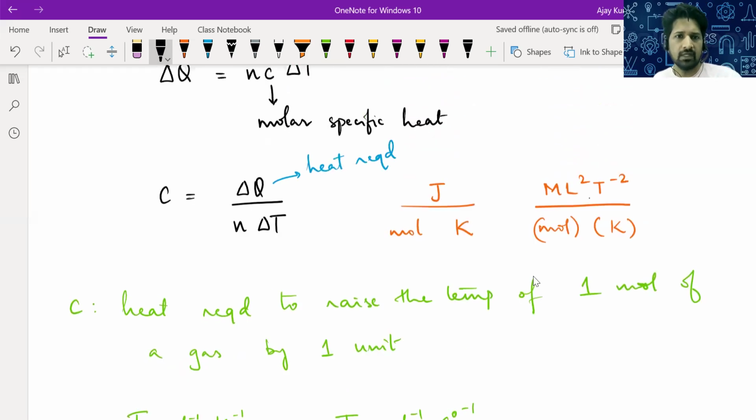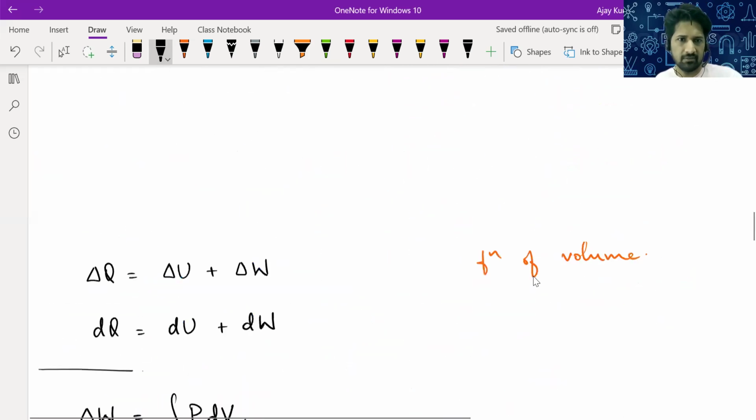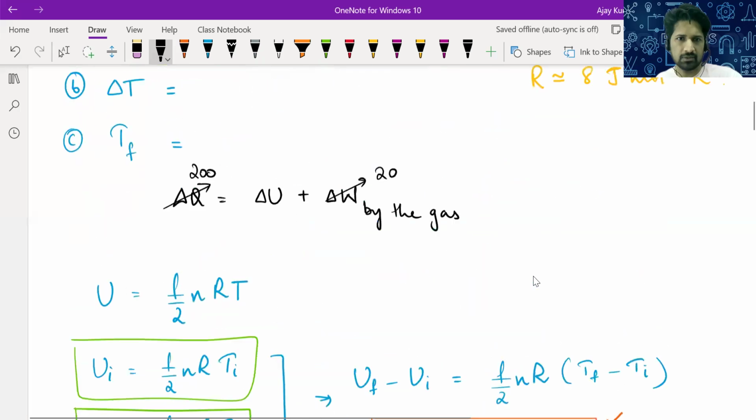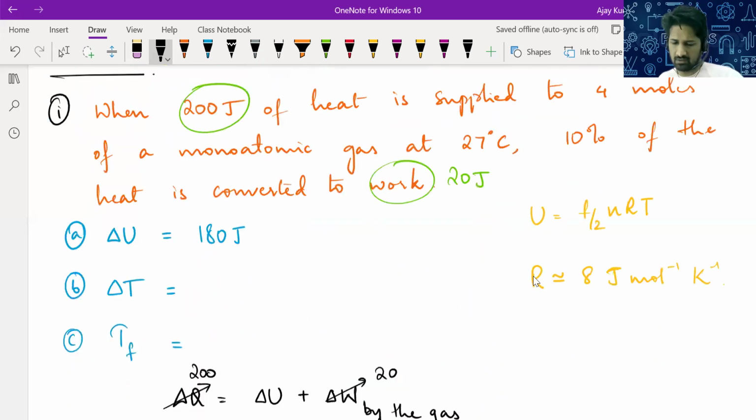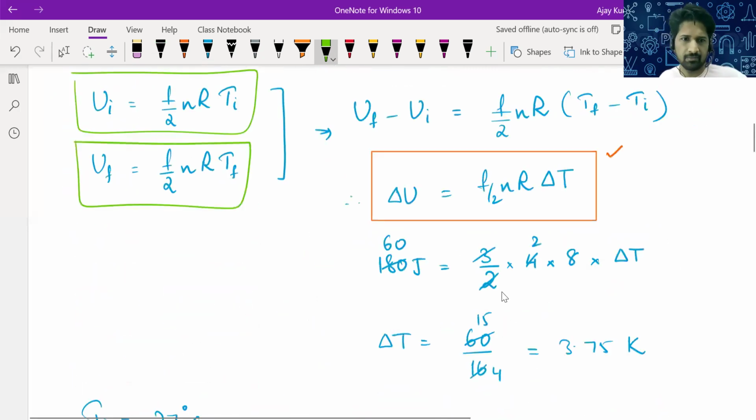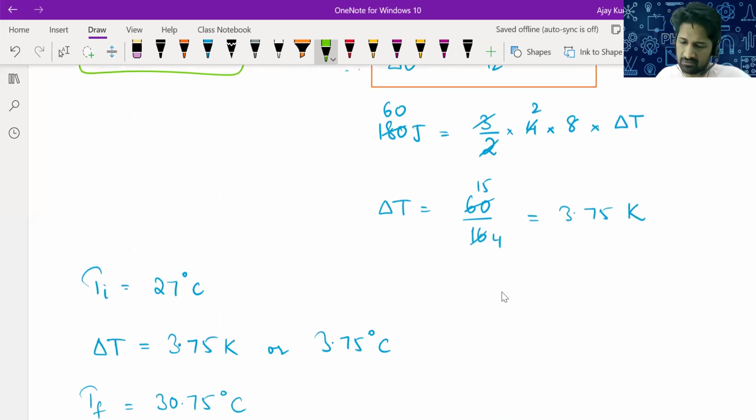So we had solved one question in this class itself where the amount of heat supplied was given to you and you found out the temperature change. When 200 joules of heat is supplied to 4 moles of a monatomic gas at 27 degrees C, 10% was converted to work. Based on the given information, we could find out the temperature change, delta T. It resulted in a temperature change of 3.75 Kelvin.